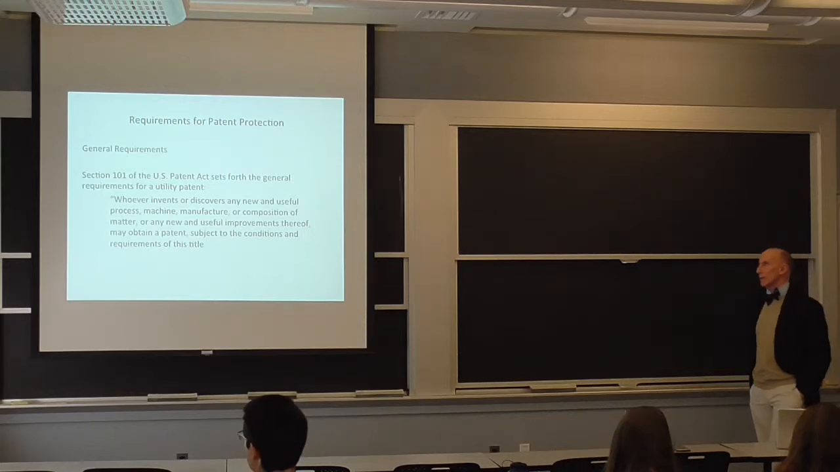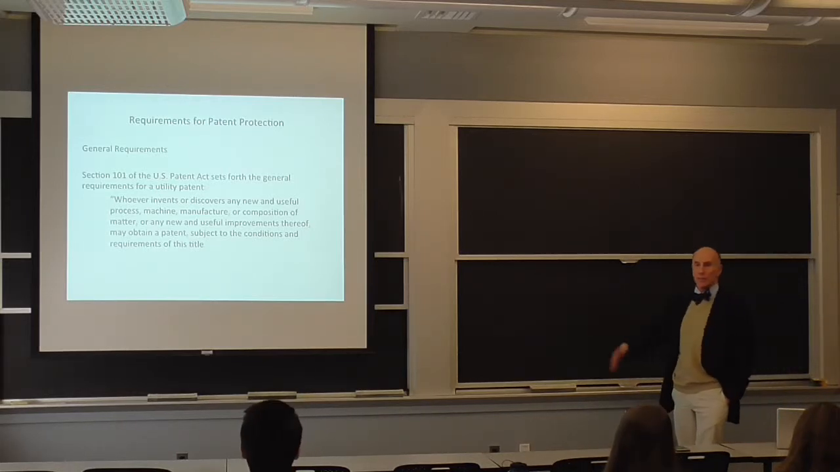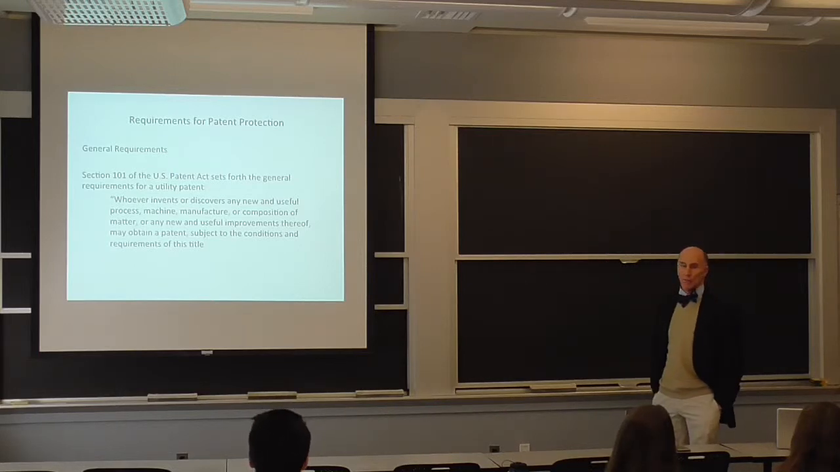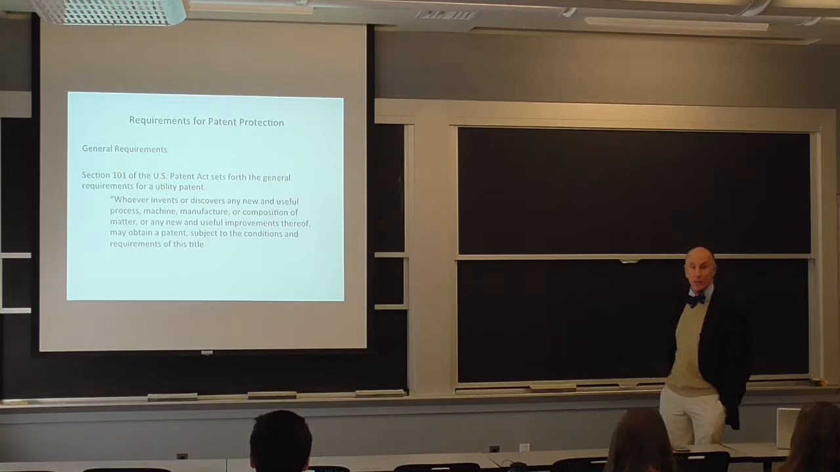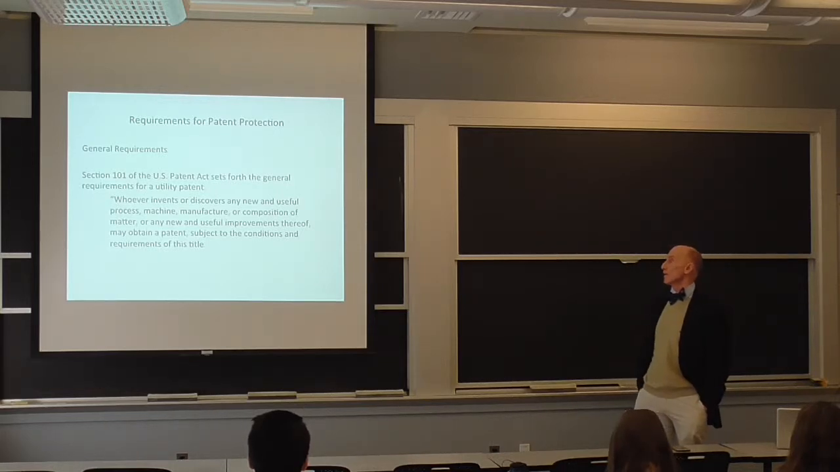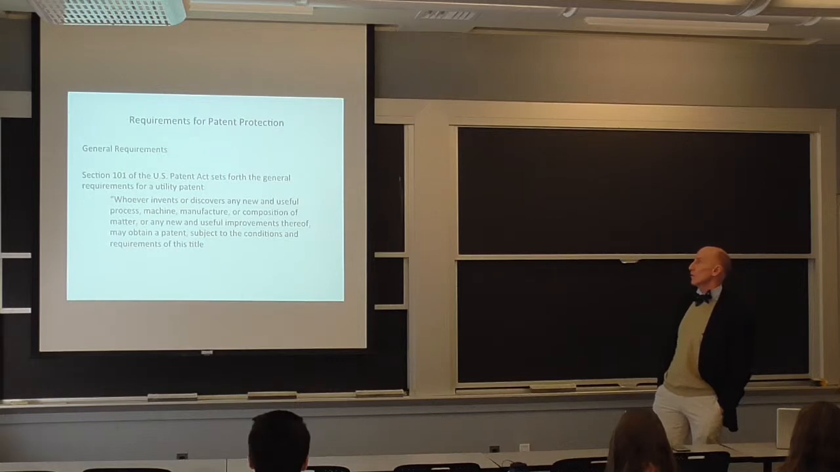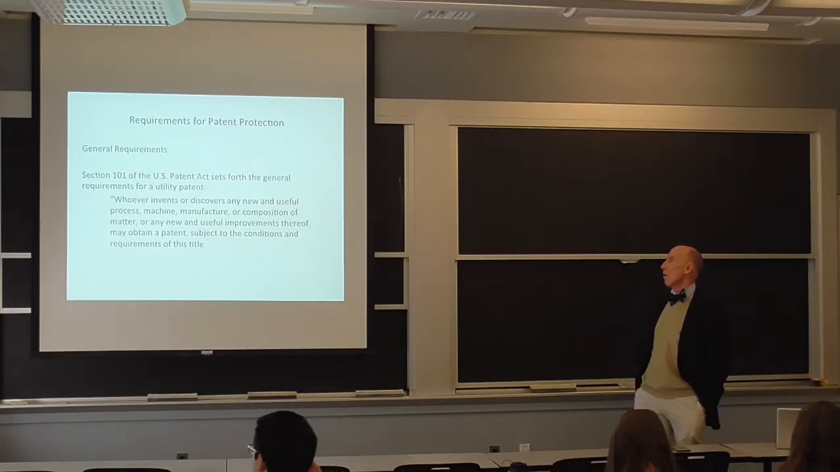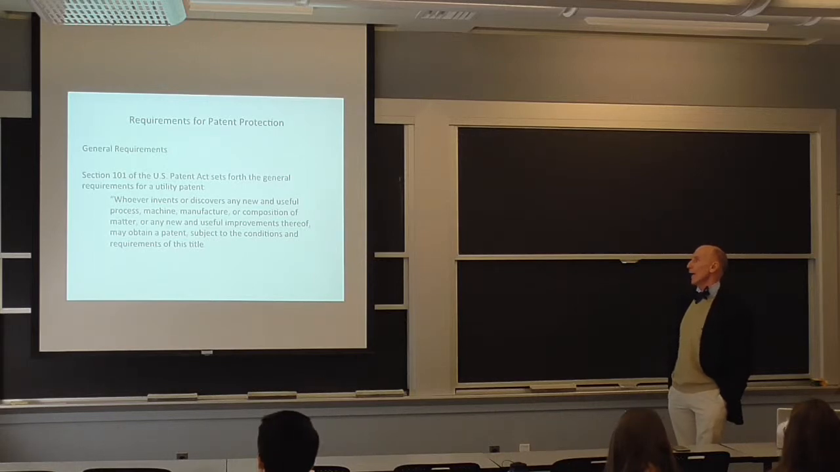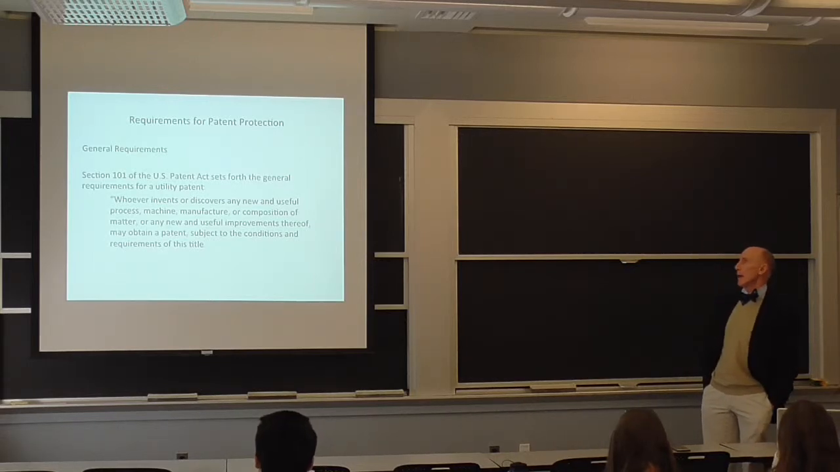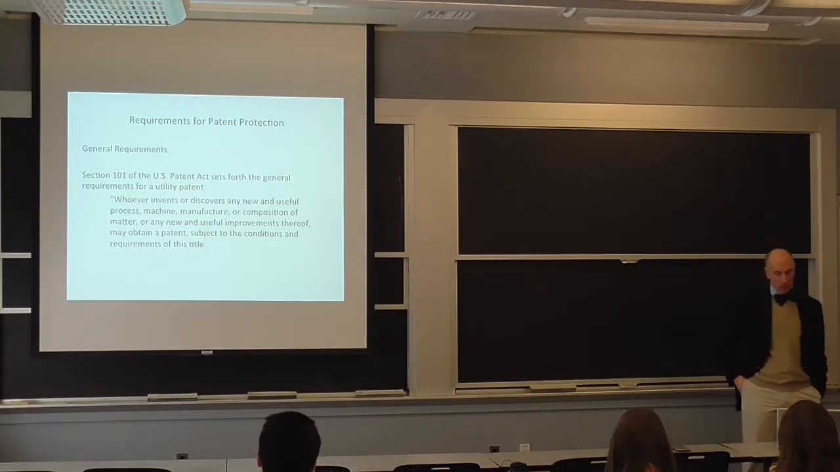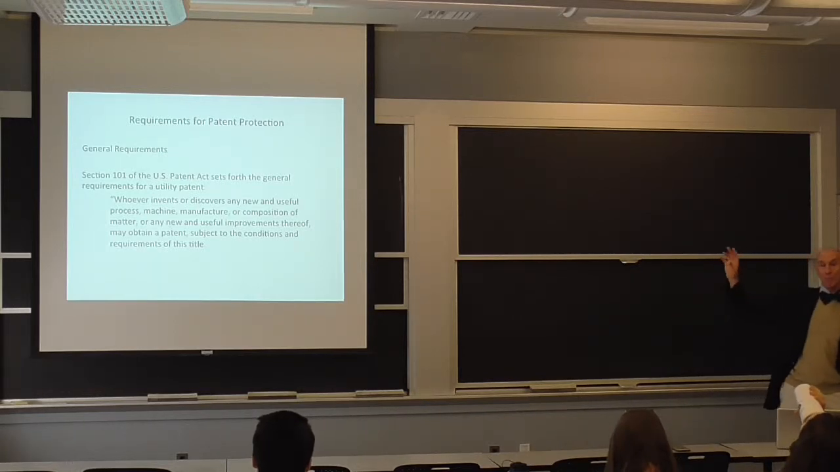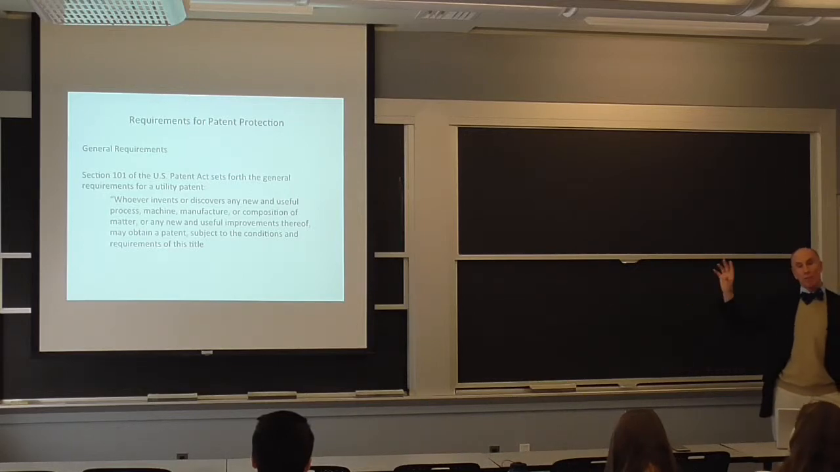So if you want to know what is patentable, you go right to the Act. This is Section 101 of the 1952 Act, and this is the definition of what is patentable. We already went over this definition earlier, but I wanted to show it to you. Whoever invents or discovers any new and useful process, machine, manufacture, or composition of matter, or any new and useful improvements thereon, may obtain a patent subject to the conditions and requirements of this title. That's the beginning of every patent application, every patent examination, and every patent that is issued.